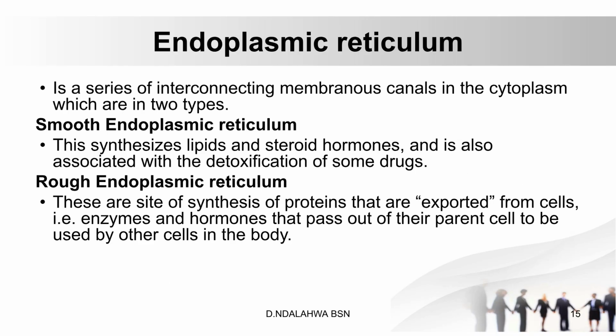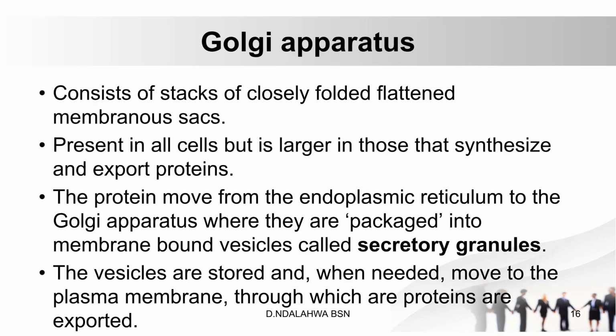The endoplasmic reticulum consists of interconnected membranous canals. Smooth ER synthesizes lipids and steroids. Rough ER is the site for synthesizing proteins that are exported from the cell, like enzymes and hormones. The Golgi apparatus consists of stacks of flattened membranous sacs. It packages proteins from the endoplasmic reticulum into secretory granules, which are then exported through the plasma membrane.